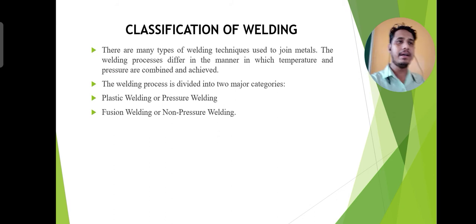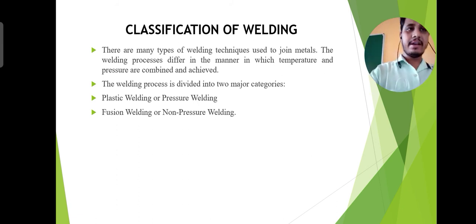Another one is the solid state welding process. For example, cold welding process, explosive welding process, diffusion welding process, forge welding, friction welding, ultrasonic welding, and roll welding. These are the examples of solid state welding processes. And another one, thermochemical welding process, for example, thermite welding and atomic hydrogen welding.